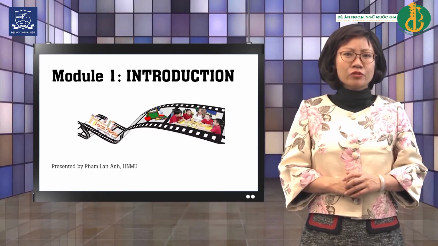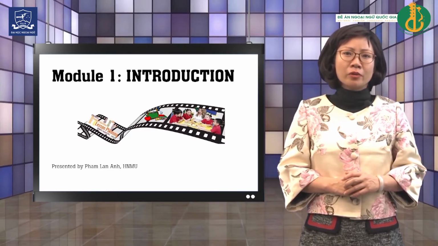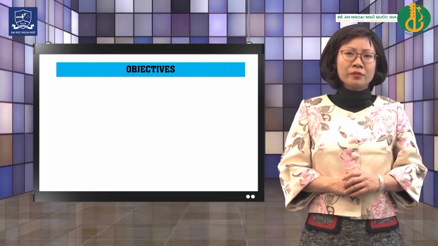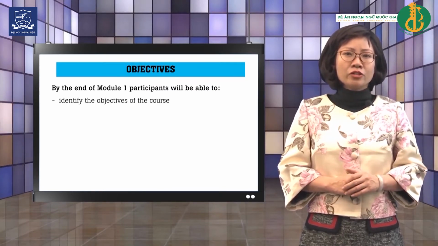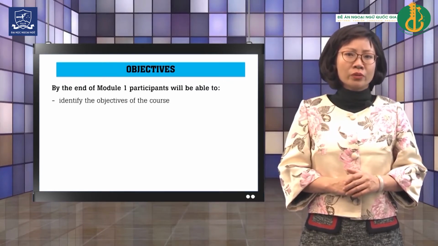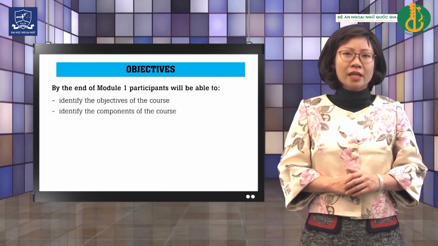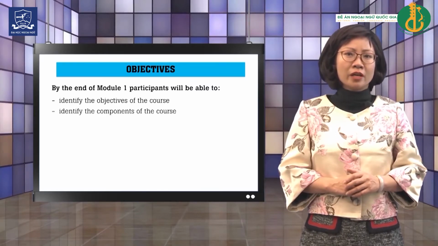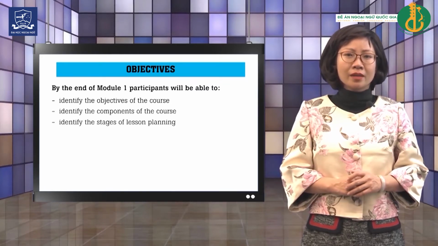This Module 1 is the Introduction on Lesson Planning course, and this video is one of the series on lesson planning from ULIS and the Project 2020. In Module 1, we are going to briefly look at the contents of the whole course. Specifically, we are going to identify the objectives of the whole course. Then, we are going to identify the components of the course. It means that we are going to briefly present the main contents of 12 modules of the whole course, followed by the introduction of the 3 stages of lesson planning.